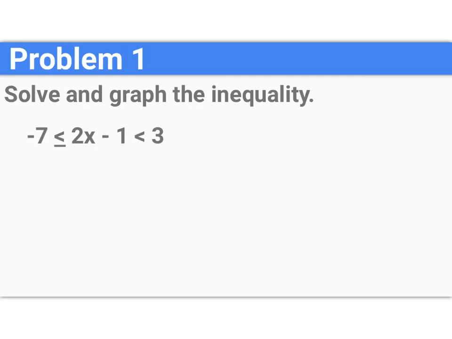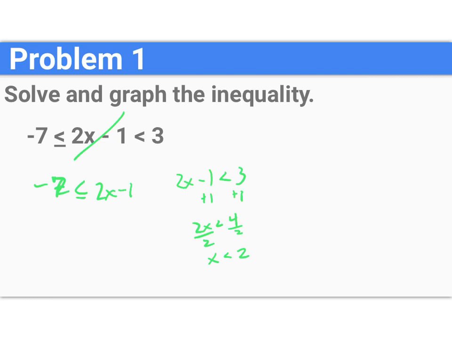Okay, so again, split your inequality. That's negative 7 is less than or equal to 2x minus 1, and then 2x minus 1 is less than 3. Add 1 to both sides. 2x is less than 4. Now you solve it like a regular inequality. X is less than 2.